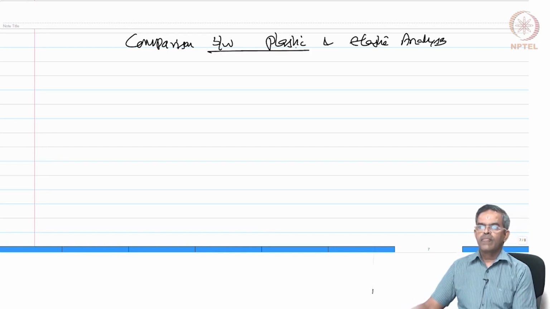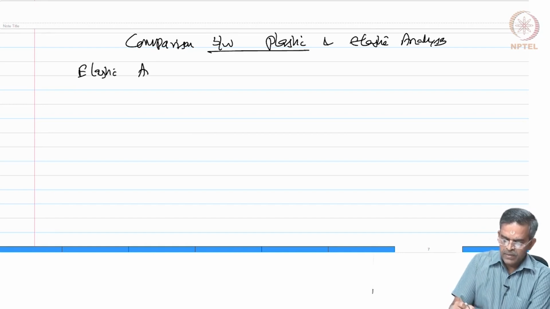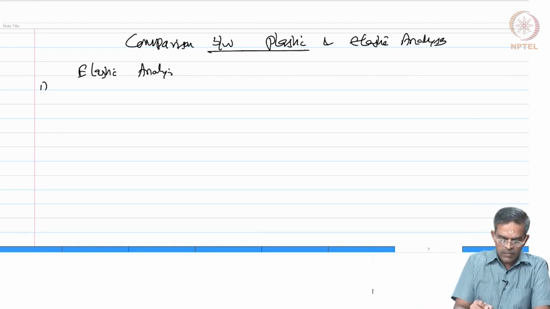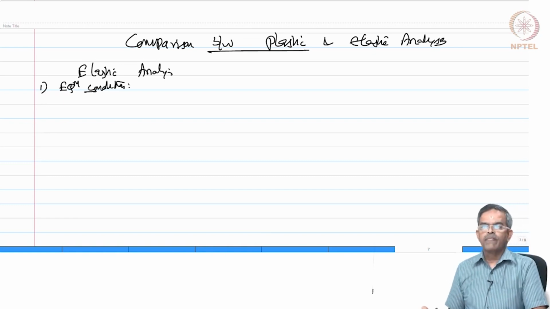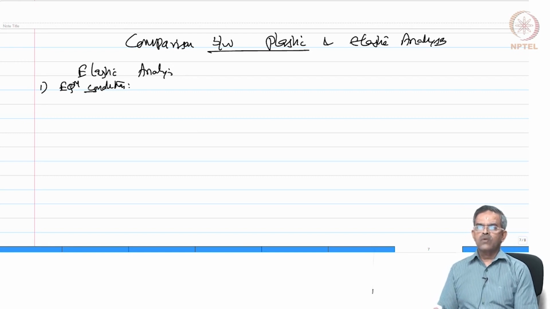Okay. Let us say in elastic analysis, what we do is we first satisfy something called the equilibrium condition. It states that the structure under any load combination should remain in static equilibrium.